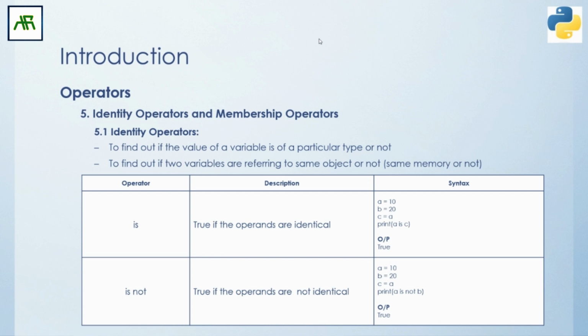Is not is the opposite of it. So I have a equal to 10, b equal to 20, and the same c equal to a. But if I print a is not b, what I'm checking is if a is not b, give me the result. The output is also true here because a is 10 and b is 20. They're not the same, so the output is true here.